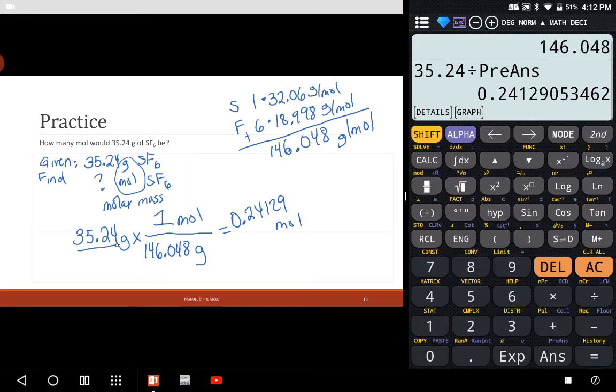And then I need 4 sig figs. So 1, 2, 3, 4. Round that to 0.2413 moles of SF6.